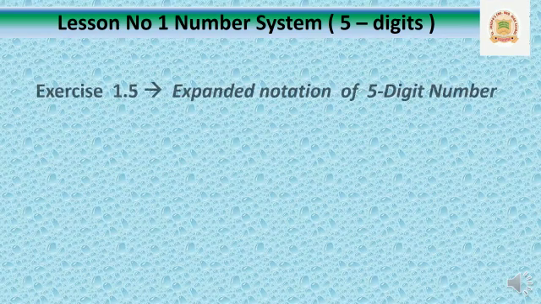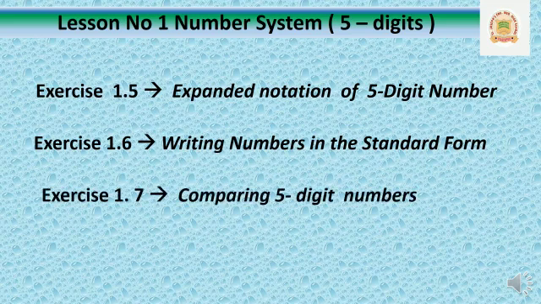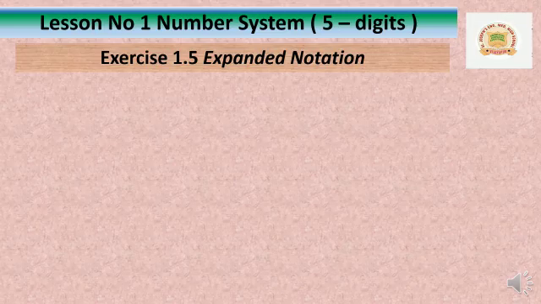That is exercise number 1.5, expanded notation of 5-digit numbers. Exercise 1.6, writing the numbers in standard form, and the last exercise 1.7, that is comparing 5-digit numbers. By this we are going to complete our lesson number 1. Let us begin the first exercise of today's video, that is exercise number 1.5. In exercise number 1.5 we are going to do expanded notation.